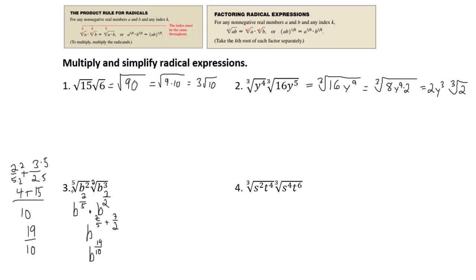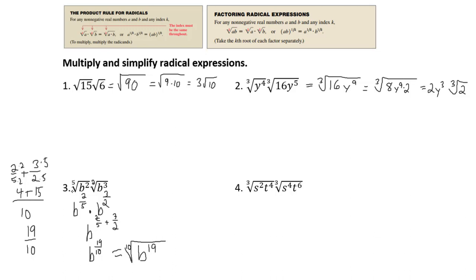Now it depends on your definition. Sometimes you would leave it like that. Or of course you could rewrite it as b to the 19th power and a root of 10. Okay, let's look at our next one.